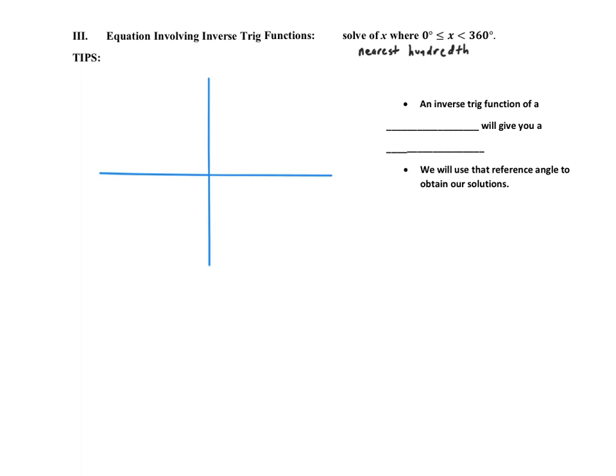Tips. Earlier in the course, we said this. Given theta between 0 and 360 degrees, in the first quadrant, the reference angle equals theta. In the second quadrant, the reference angle is 180 degrees minus theta. In the third quadrant, the reference angle is theta minus 180 degrees. In the fourth quadrant, the reference angle is 360 degrees minus theta.